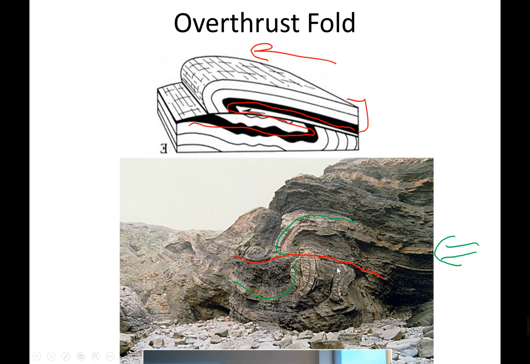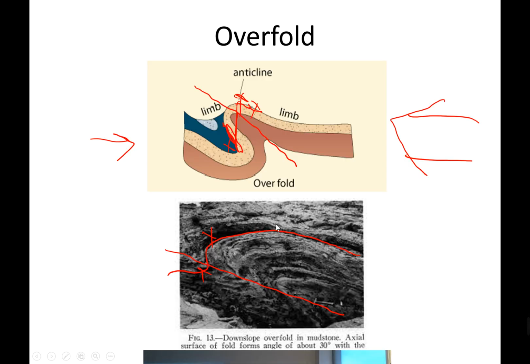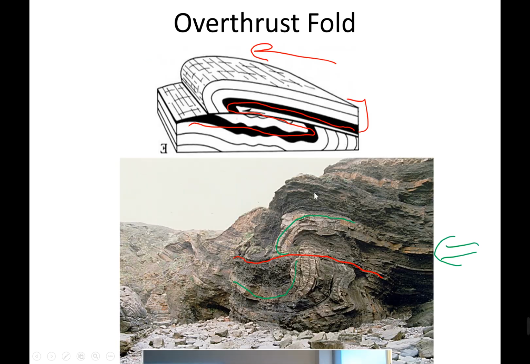And there will be loads of this in the Himalayas. So this is an overthrust fold. So an overfold, it hasn't broken yet, there's no fault. An overthrust fold is when the fault occurs.